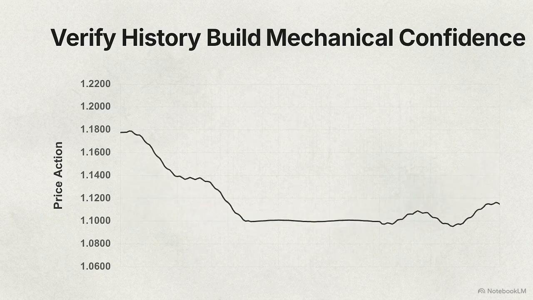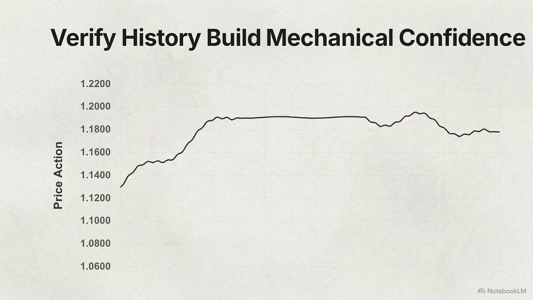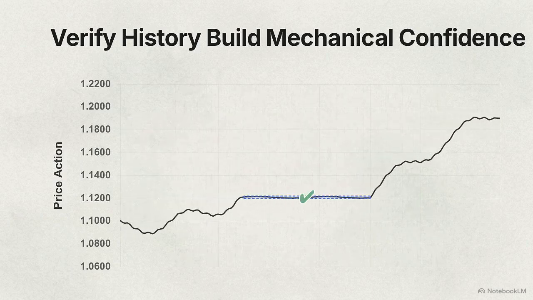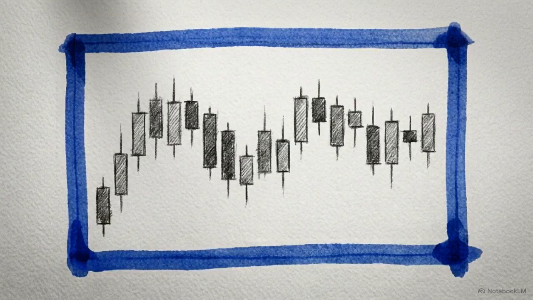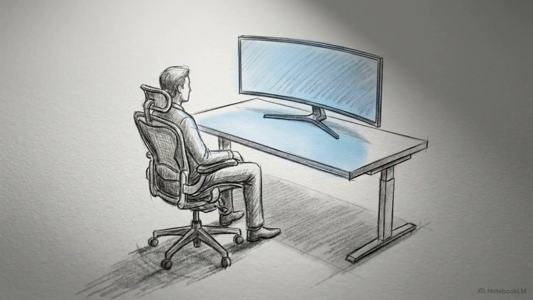Scroll back and map out 20 examples of this exact mechanical sequence. The market rewards patience over prediction. Wait for the structure to form, validate the confirmation, and stop.